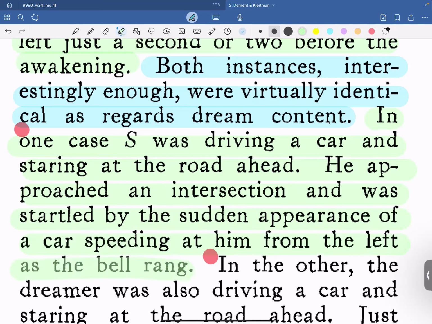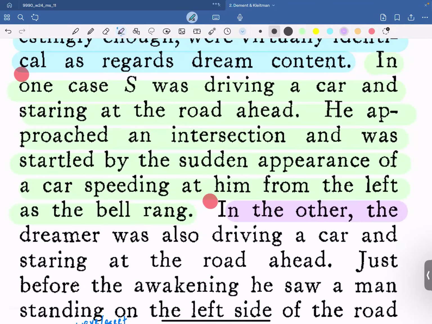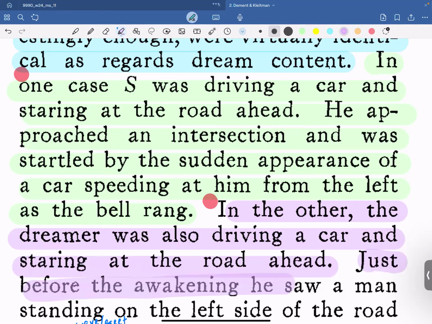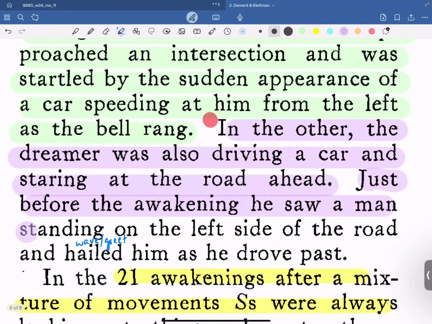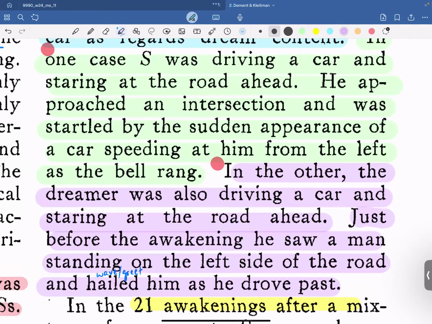as the bell rang. In the other, the dreamer was also driving a car and staring at the road ahead. Just before the awakening, he saw a man standing on the left side of the road and hailed or greeted him as he drove past. So, if you're getting a question that says, give two examples of such dreams that were recalled when there was little or no eye movement, you could write down about this and this both.